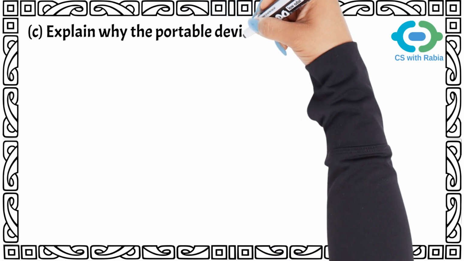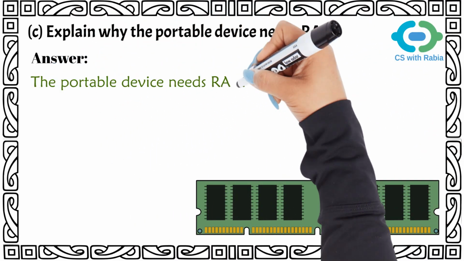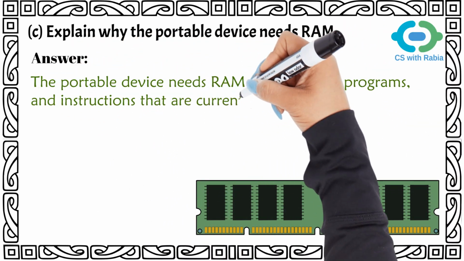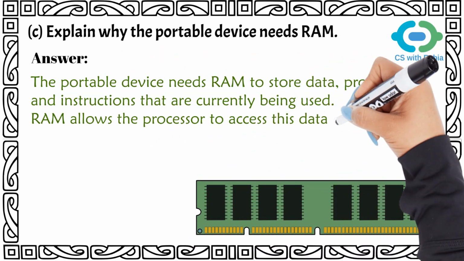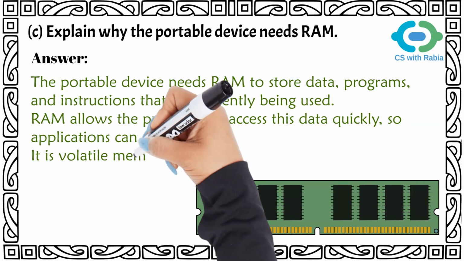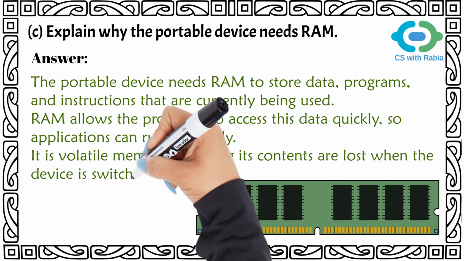Explain why the portable device needs RAM. The portable device needs RAM to store data, programs, and instructions that are currently being used. RAM allows the processor to access this data quickly, so applications can run efficiently. It is volatile memory, meaning its contents are lost when the device is switched off.